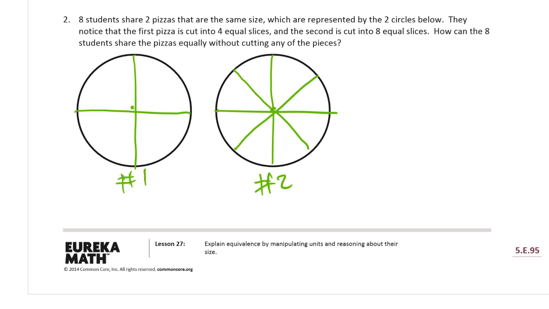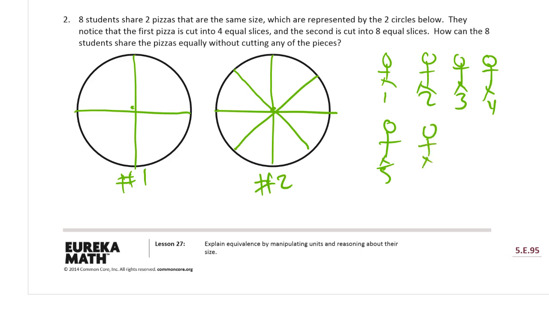How can the students share, and how many students are there? There's 8 students. How can they share this pizza equally without cutting any of the pieces? Well, let's see. We're going to have students. One, two, three, 4, 5, 6, and maybe you already know this. I'm making some really sloppy looking stick people here. You don't have to draw these stick people, but it helps me think about how there's 8 different people.